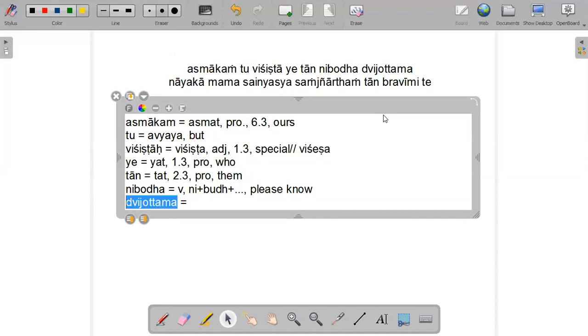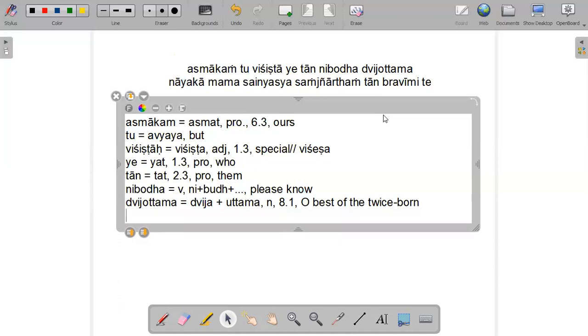Do we have any two words here? Seemingly. Dvija Uttama. Okay. What else about this? Is it a noun or a verb or a pronoun, adjective? It's a noun. Sambodhana, Prabhuji. Yeah, it's a noun and it's Sambodhana 8.1. And it means, oh, best of the twice born. Dvija means twice born.